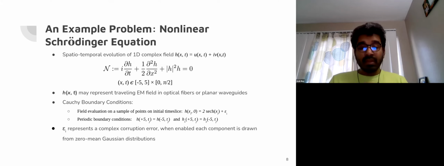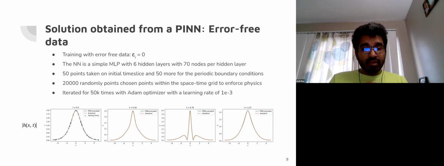And we also have periodic boundary conditions for this particular problem. We want the fields and its derivatives to be continuous, to be periodic in the space domain. And as I said before, epsilon i, if we enable them, we assume that they are drawn from zero mean Gaussian distributions with a finite standard deviation.